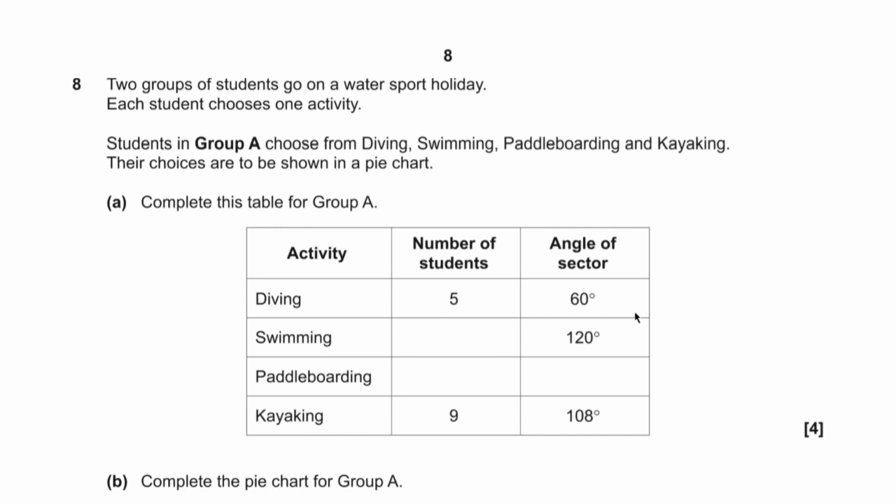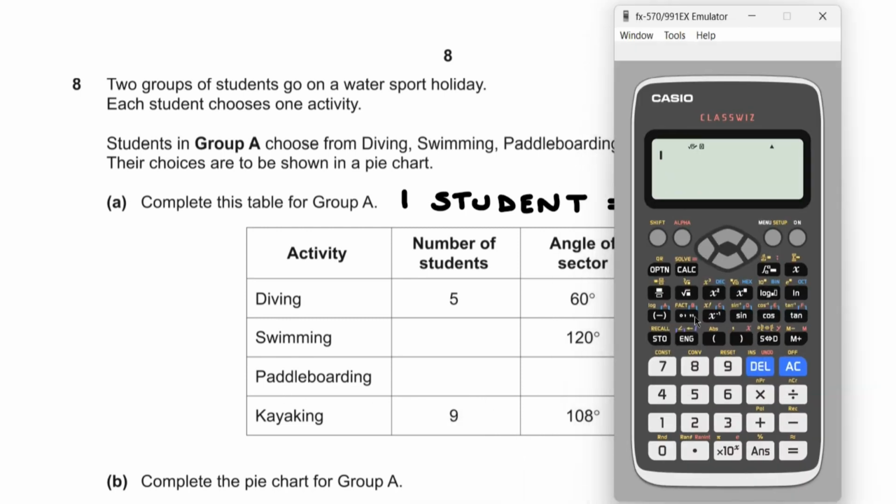So, we have 5 students representing 60 degrees. What we can do is find out what one student would be represented by. So one student will equal 12 degrees. Now we know that angles around a point sum to 360, so we can find the angle for paddleboarding. So, if I do 360, subtract 60, subtract 120, subtract 108, we get 72.